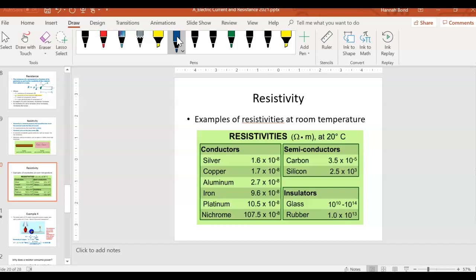That's an immense difference in magnitude. 22, 23 orders of magnitude difference. And so it shows you just how low the resistance will be through something that's made of a metal versus how high the resistance will be when something is made of glass or rubber.